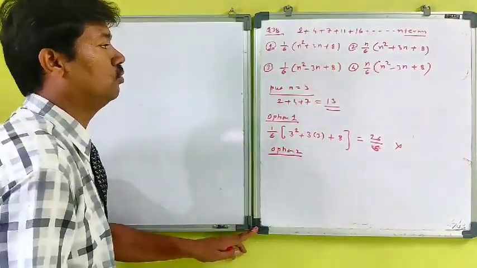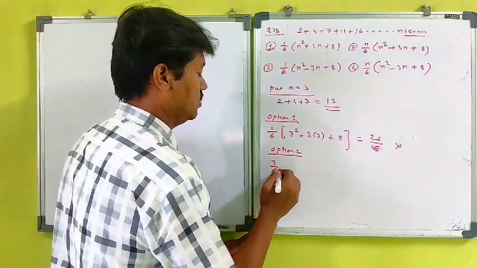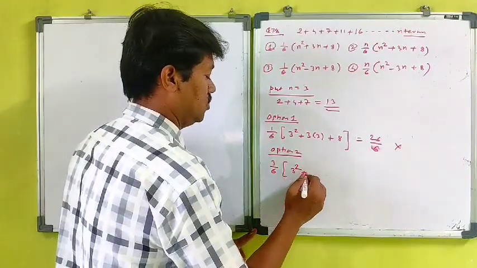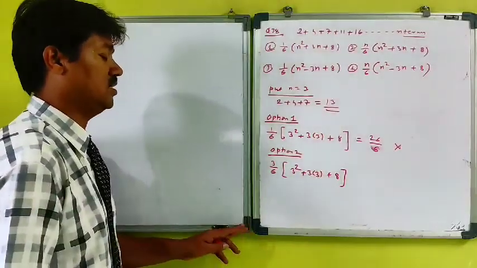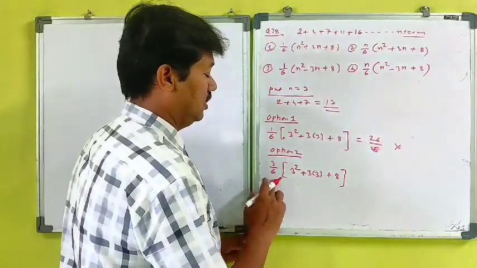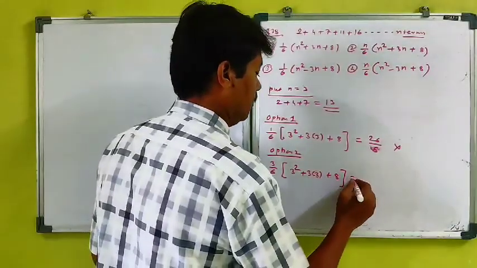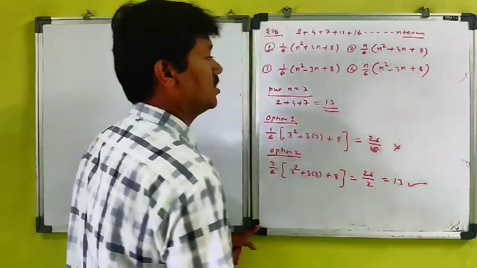So option number 2 here, n by 6. So n by 6, n is 3. So it's 3 by 6. The middle value is the same, so it is 3 square plus 3 into 3 plus 8, so that is again 26. So 1 upon 2, 9 plus 9, 18 plus 8, 26, so 26 upon 2, which is 13, so it is correct.